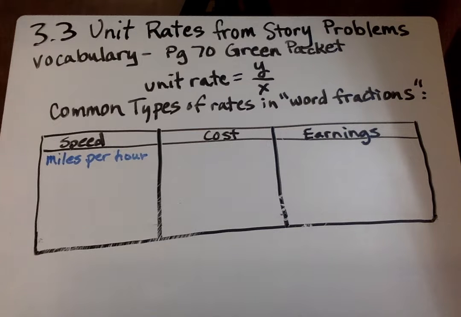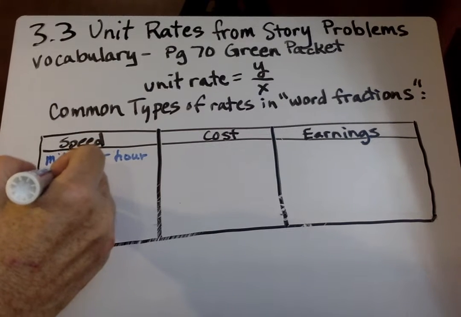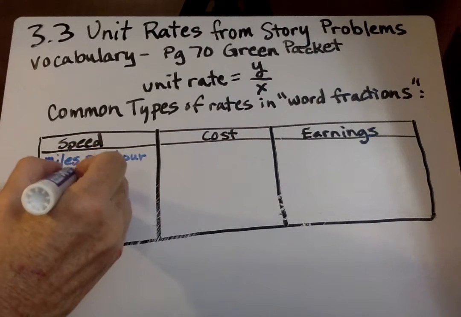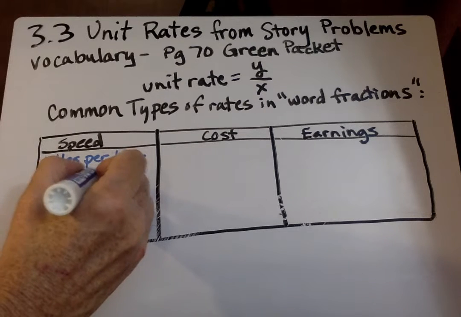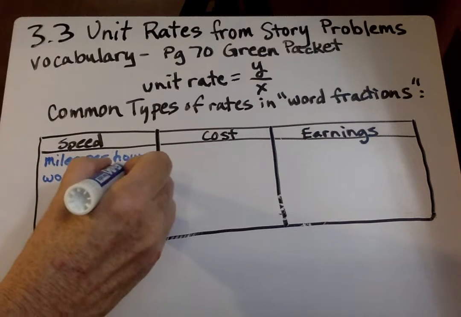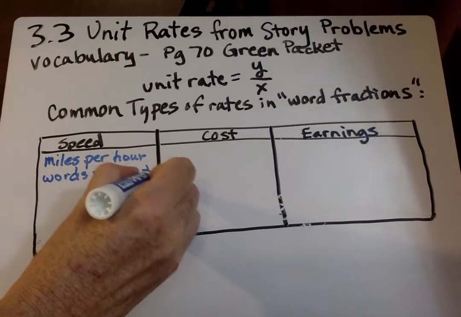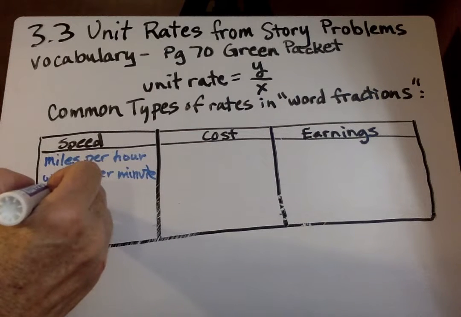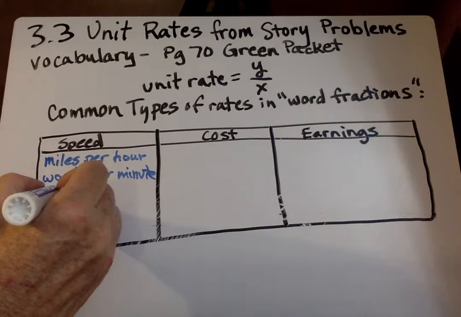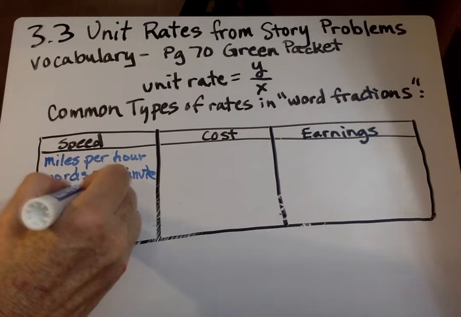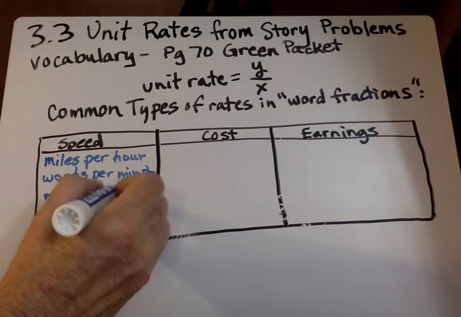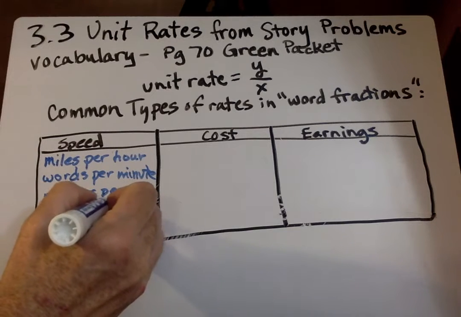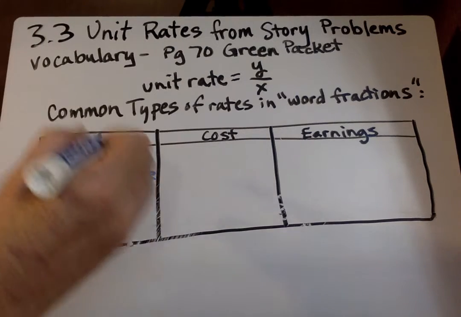How about when you're on a keyboard? What do they time things on there? It's how many words you can type per minute. So words per minute. And the last thing I want to talk about is, if you were coming down from the sky or something, we talk about meters per second. And those are all examples of speed.